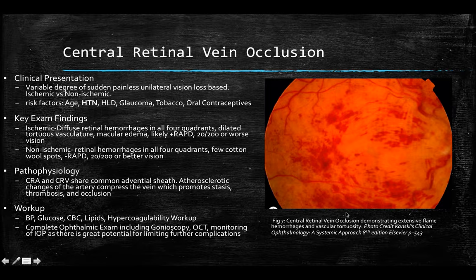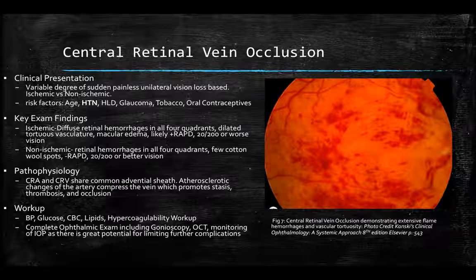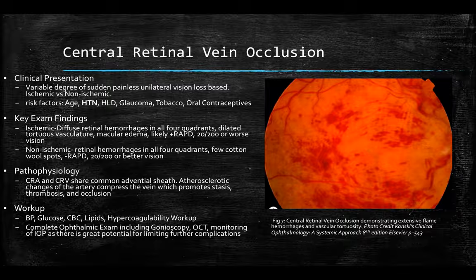So we talked about central retinal artery occlusion. Let's talk about central retinal vein occlusion. That was the options C and D that you saw on the previous slide. So it can present similar to a central retinal artery occlusion, although the clinical presentation can vary based upon whether or not it's an ischemic or a non-ischemic event. The critical risk factors to consider are age, and hypertension is bold because this is the number one risk factor for patients who develop central retinal vein occlusion. You also need to consider hyperlipidemia, glaucoma, tobacco, and for younger patients, need to think about oral contraceptives.